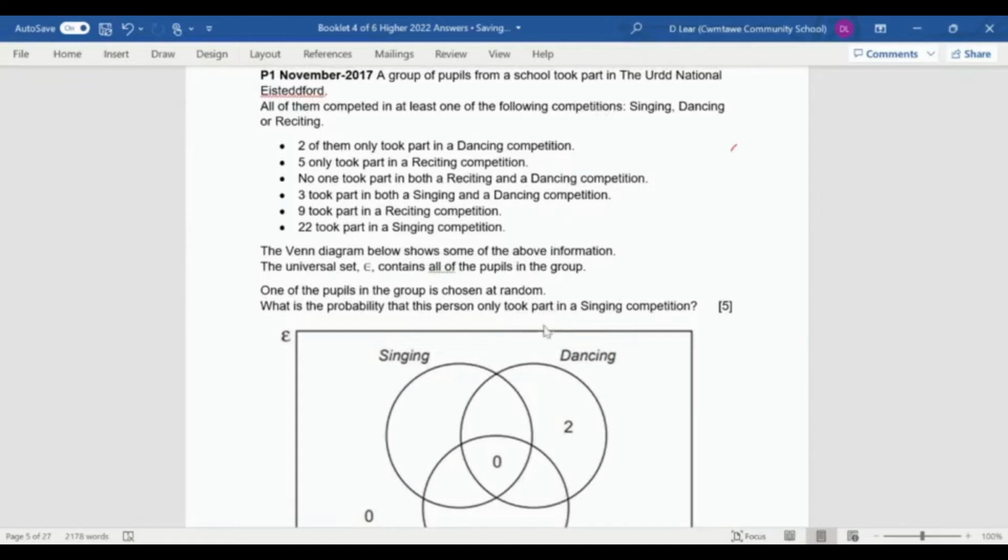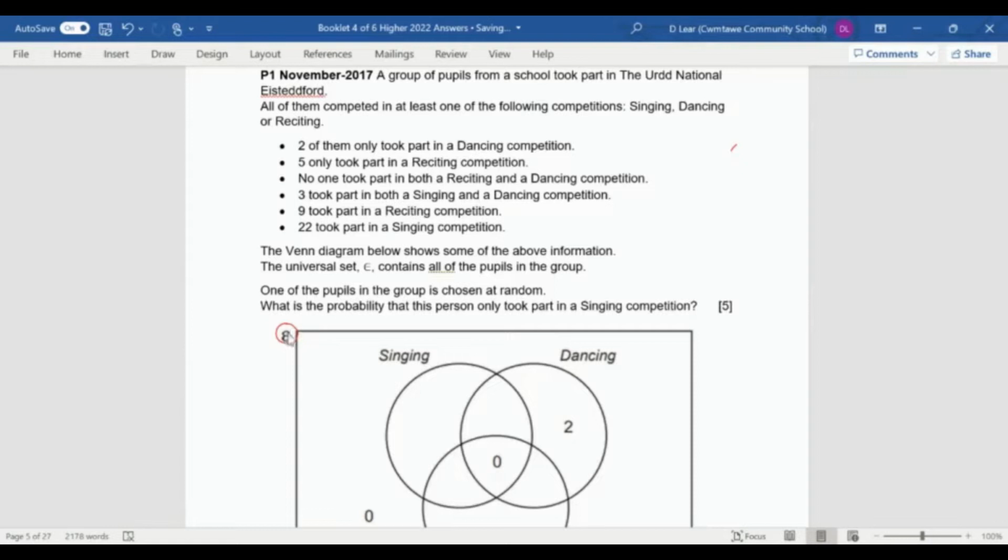First of all, I want to draw your attention to what a Venn diagram looks like. A Venn diagram is 2 or 3, in this case, overlapping circles, with a box around them, and this symbol, which is like an E symbol, which means the universal set. Basically, who am I putting into the Venn diagram is the universal set. So if this is a class of children or a group of pupils, the universal set is the group of pupils.